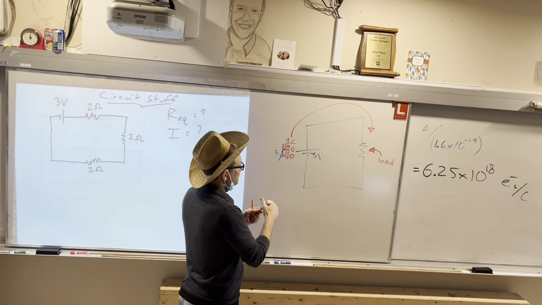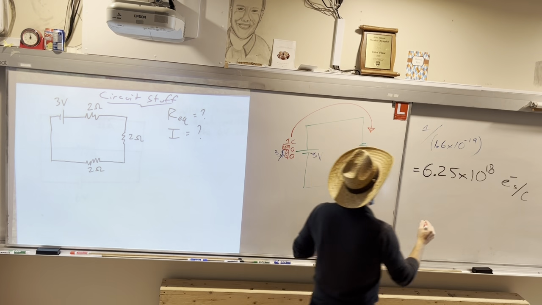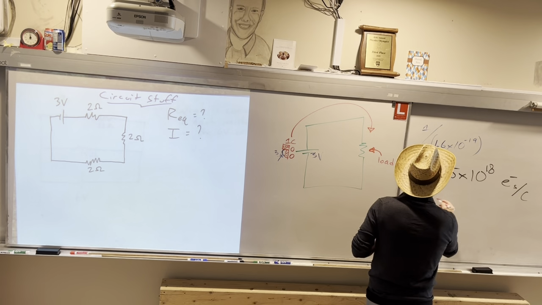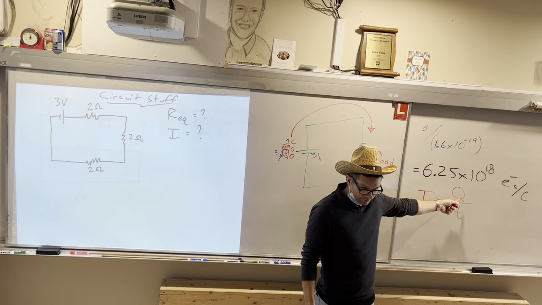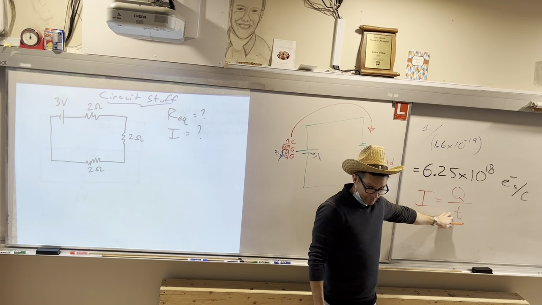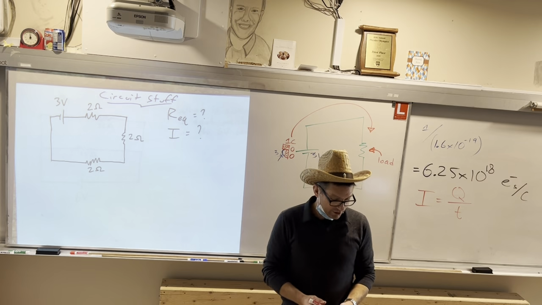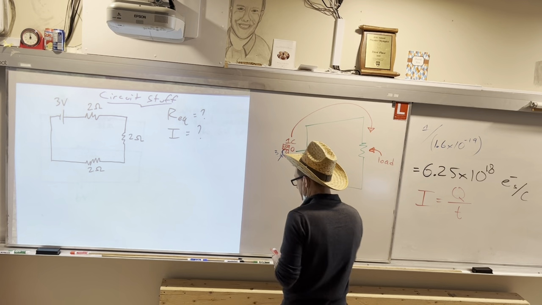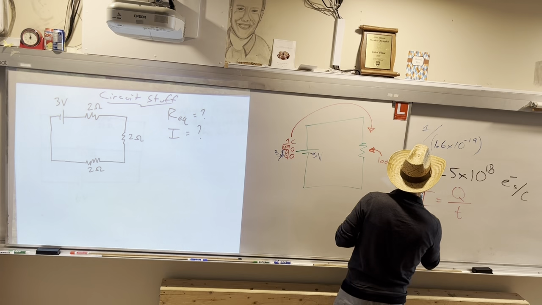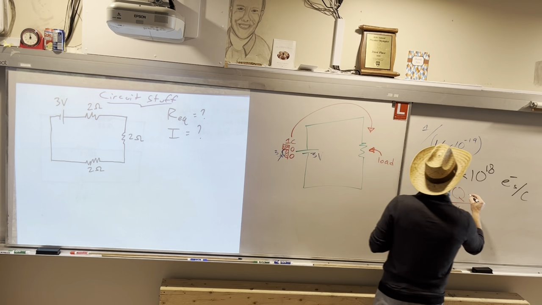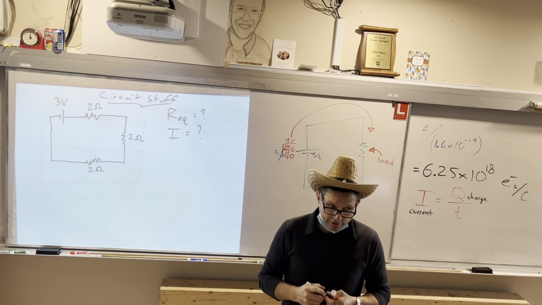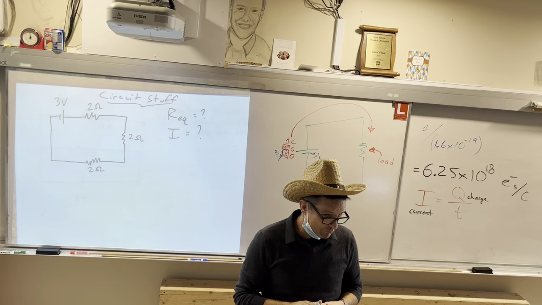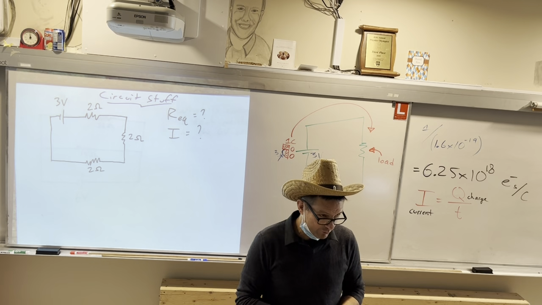So the current is charge over time? Good. Current is charge over time. So Q is my charge in coulombs, and T is my time in seconds. And current is I. It's weird that it's I, but yes, this is current. And this is charge. And so your current is in the unit of amperes. And that was discovered by Ampere back in France in the early 1800s, I think.